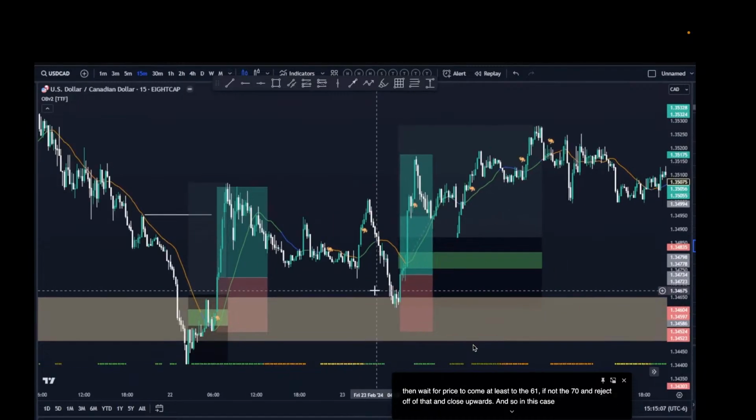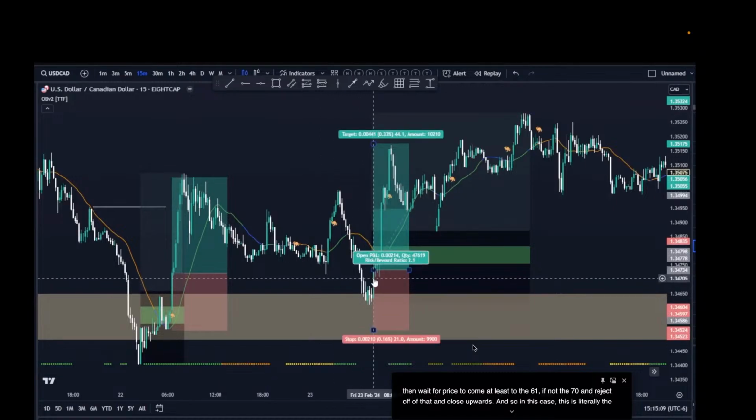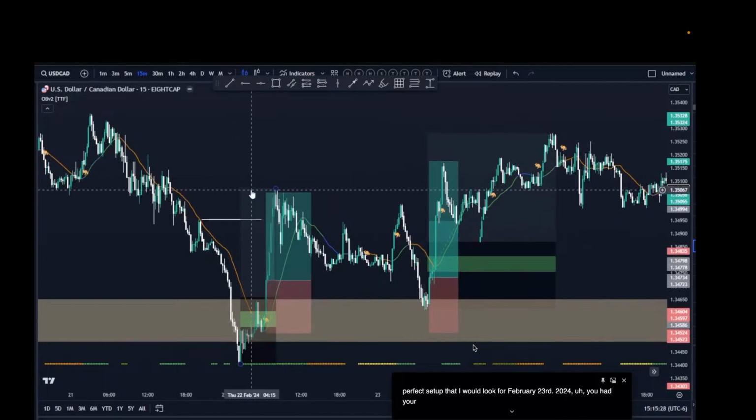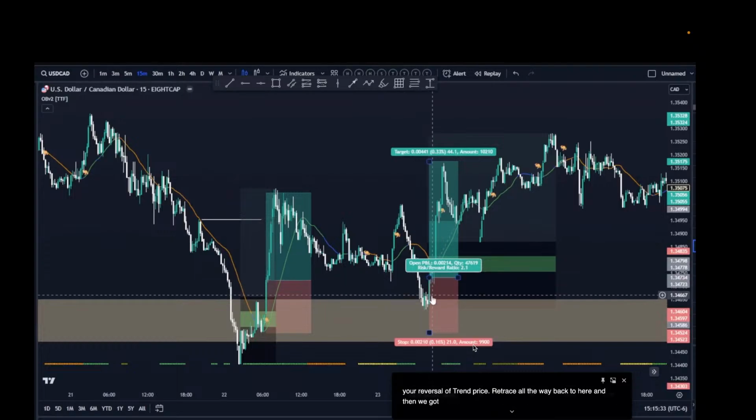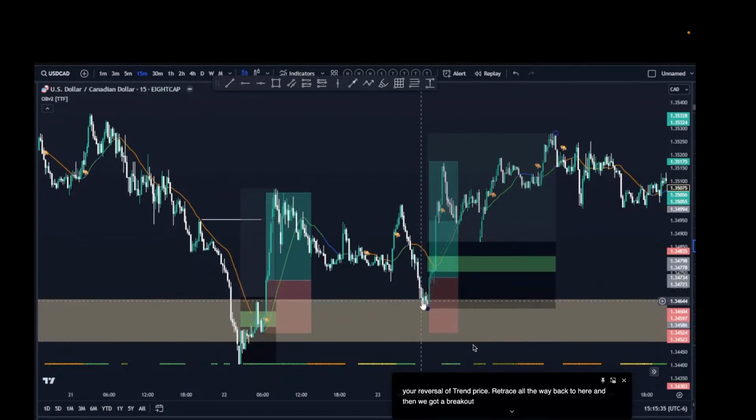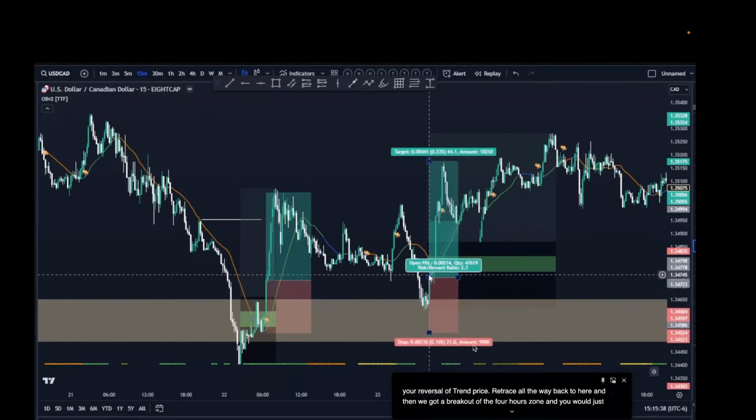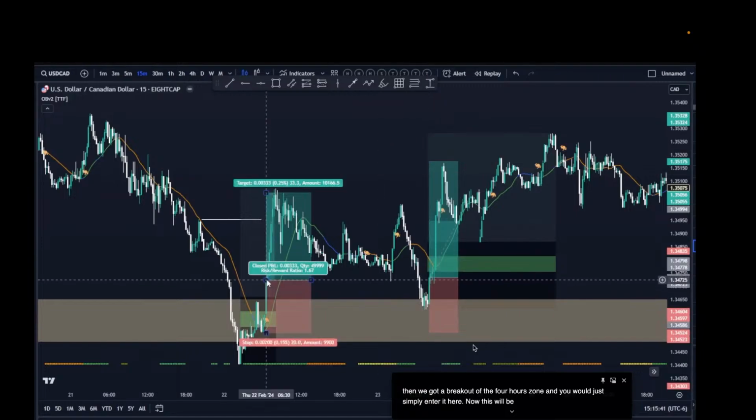And so in this case, this is literally the perfect trade that happened about on February 23rd. This is like the perfect setup that I would look for. February 23rd, 2024. You had your reversal of trend, price retrace all the way back to here, and then we got a breakout of the 4-hour zone, and you would just simply enter it here. Now, this would be the aggressive entry.